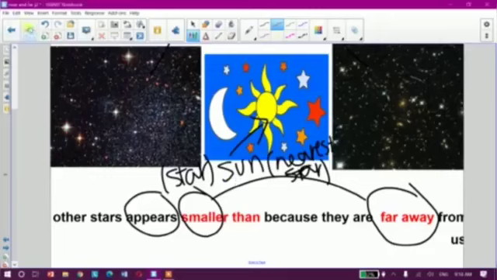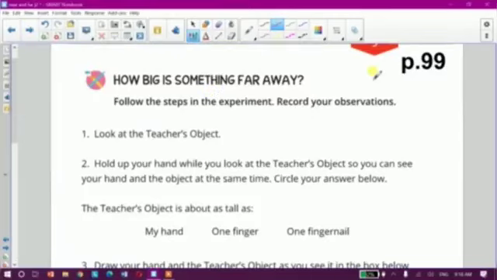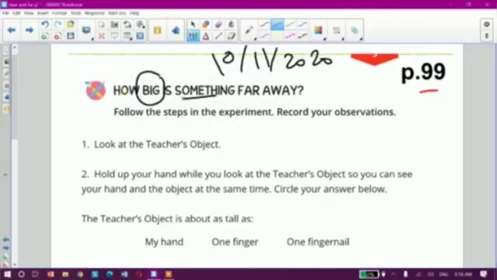Okay, let's open your student book on lesson number 5, page 99, and write the date of today. It will be 10/11/2020. Our title: how big is something far away? Follow the steps in the experiment and record observation. What's the meaning of observation? What can you see in this experiment?